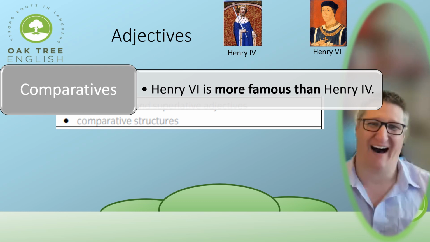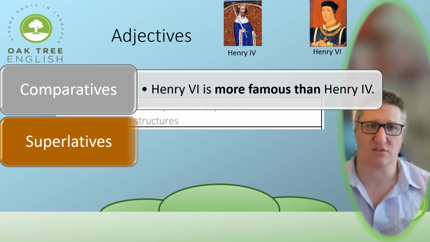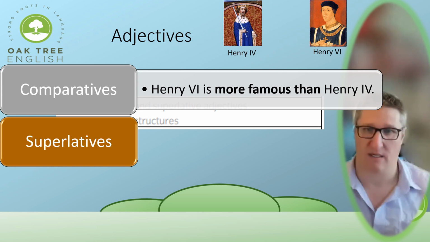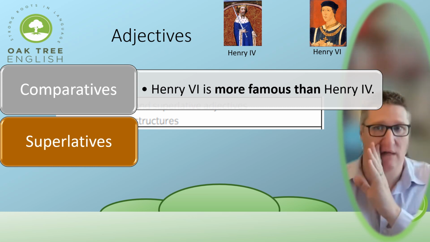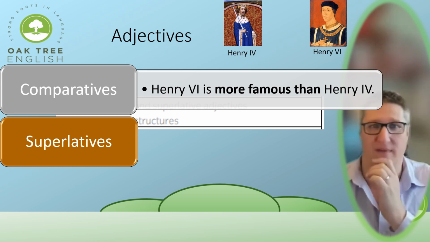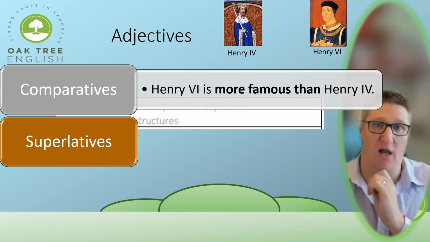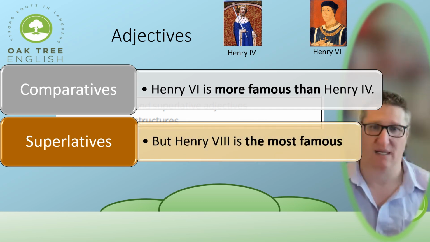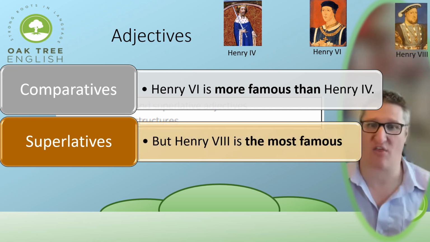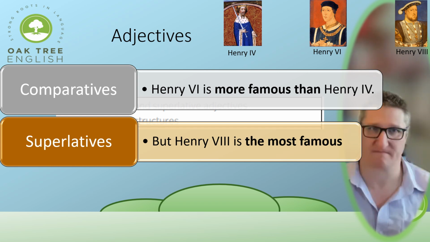Superlatives are the extremes of any scale, either the best or the worst, and they're formed by preceding an adjective with the, because there can be only one. Ask Connor MacLeod of the Clan MacLeod. And ending with est, or preceding a longer adjective with the most, such as, but Henry VIII is the most famous.